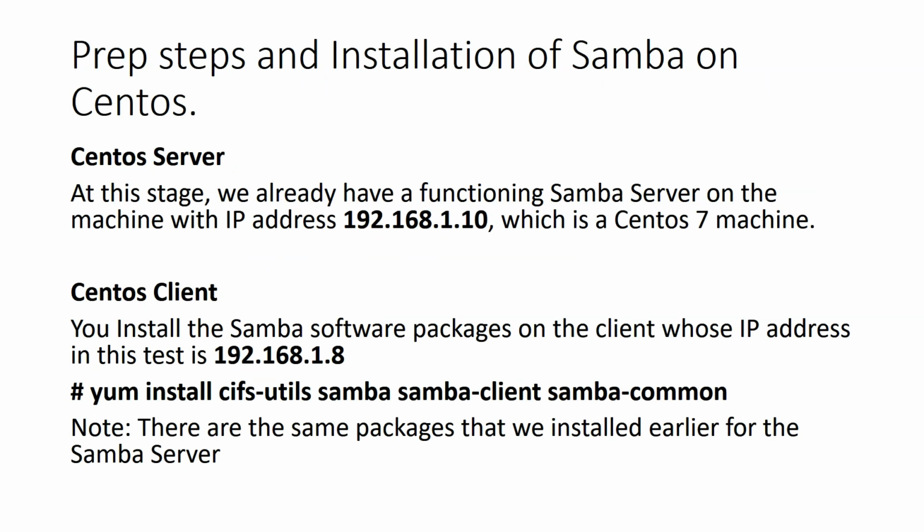Prep steps and installation of Samba on the CentOS client. CentOS server. At this stage, we already have a functioning Samba server on the machine whose IP address is 192.168.1.10, which is a CentOS 7 machine. The CentOS client. You install the Samba software packages on the client whose IP address is 192.168.1.8. yum install cifs-utils samba samba-client samba-common. Note, they are the same packages that we installed earlier on the Samba server.